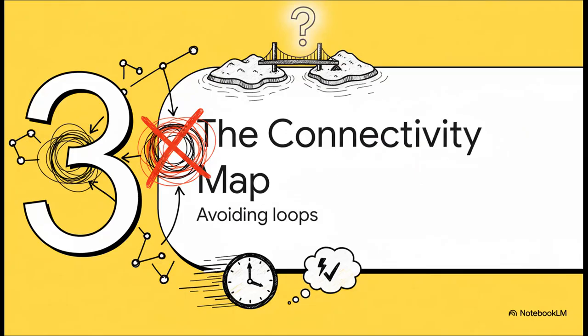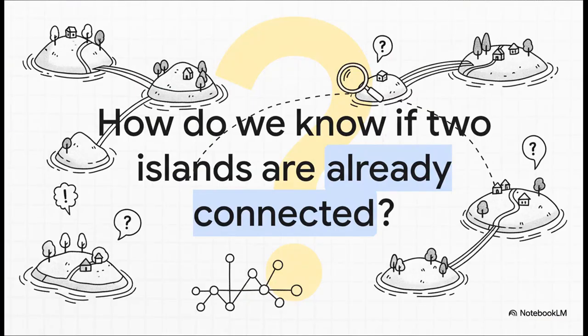All right, but wait a second. That third step, check if it connects two previously unconnected islands. That's where the real magic and the real challenge is. How do you know that? Especially when your network is getting huge. Checking the whole map every time would take forever. We need a shortcut.